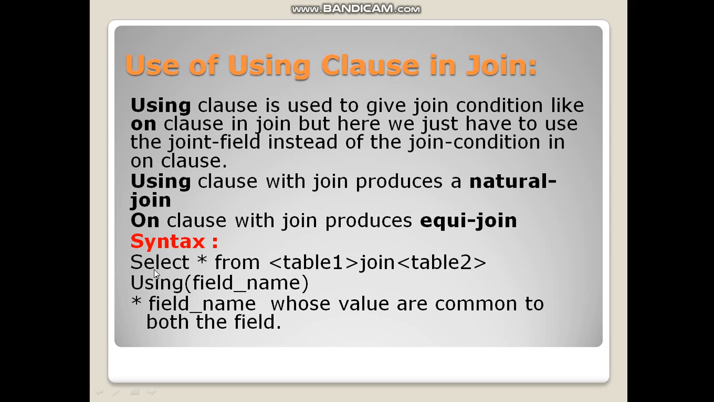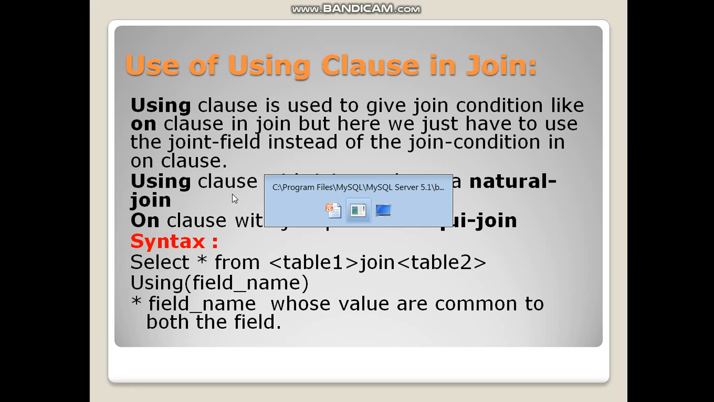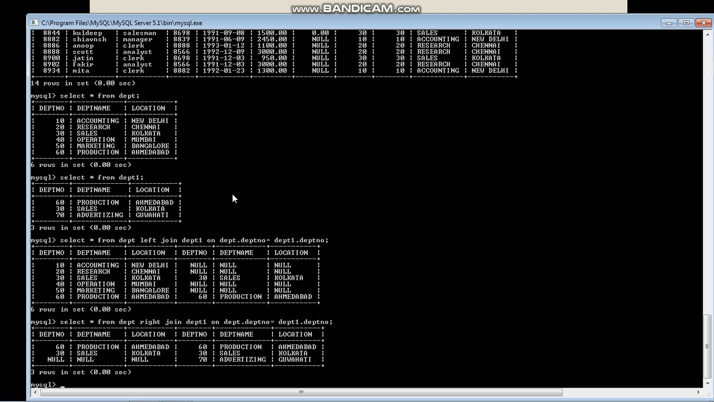See the syntax here first. Select star or any field from table 1 join table 2 using field name. Now, what is the field name? The field name is the name of the field whose values are common in both the tables. Now, the using clause will always produce a natural join, and the on clause will produce an equi join. Whenever you use the using clause, it will always produce a natural join, meaning a repeated column will not get displayed. Okay, let us try this one.